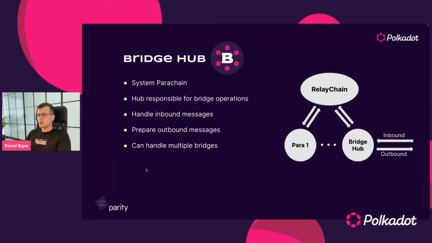Bridge Hub is a system parachain, and it is a hub responsible, as the name suggests, for bridge operations. Bridge Hub handles inbound messages, verifies them, and then triggers their dispatch. Also, Bridge Hub prepares messages to be sent to external sovereign chains. I need to mention that a Bridge Hub can handle multiple bridges at once. On a single Bridge Hub, we can have a Kusama to Polkadot bridge, an Ethereum to Polkadot bridge, and any other bridge that comes to your mind.